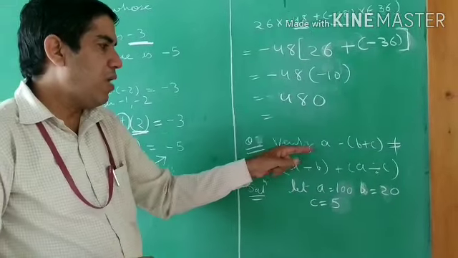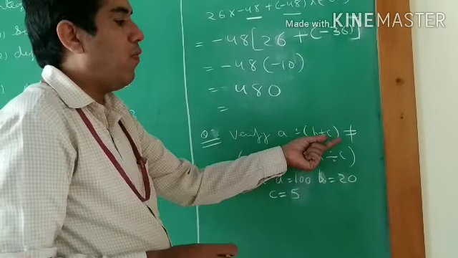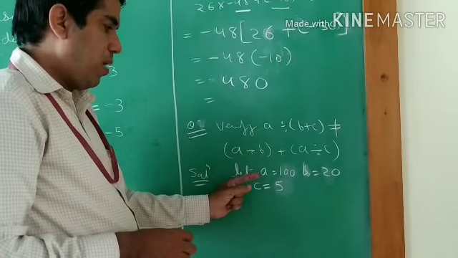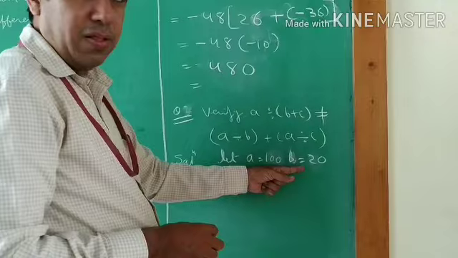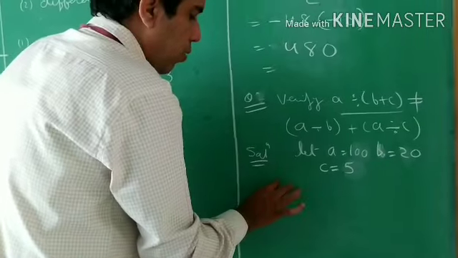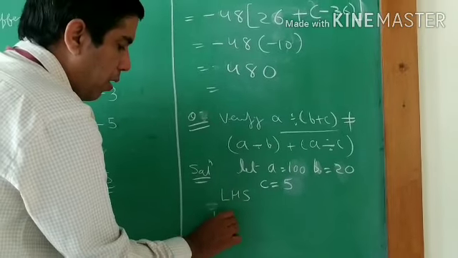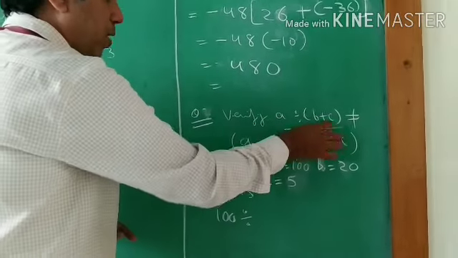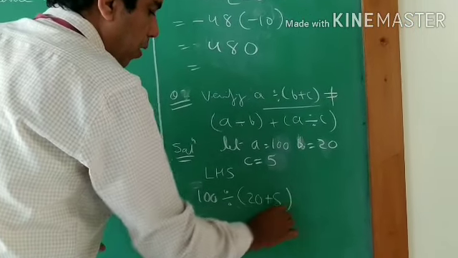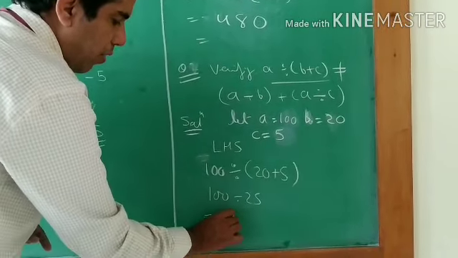Now verify that A divided by B plus C is not equal to the sum of the separate divisions. Mostly we see always equal to, but be careful, sometimes it will come not equal to. So I have taken a question like this. Let A equal 100. I have taken these values so that it will be easy for you to understand. I am solving LHS first. Here A equals 100, so 100 divided by B plus C. B is how much here? 20 plus 5. You can see 100 divided by 25, and the answer is 4.